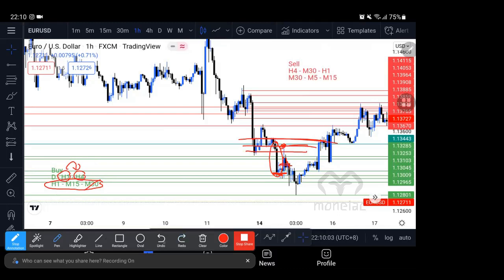Macam ni contoh kan. Let's say kita ada entry buy sini. Dia naik. Lepas tu kita hold lagi. Dia sampai. Tapi nampak tak? The moment bila dia sampai area sini, kita akan repeat cycle yang sama balik. So dalam sini kita akan dapat info sama ada setup ni boleh jalan ataupun tak.